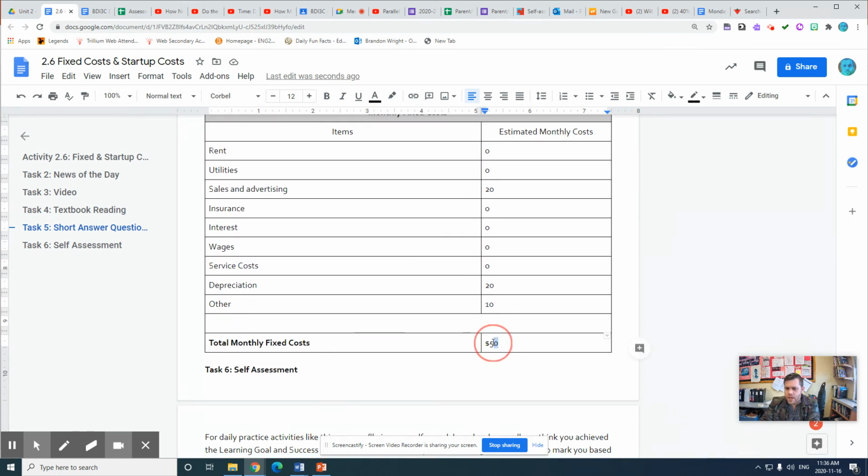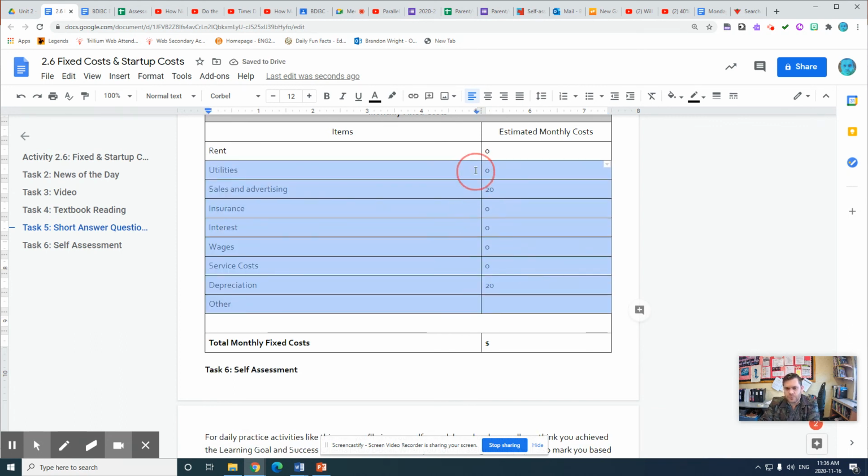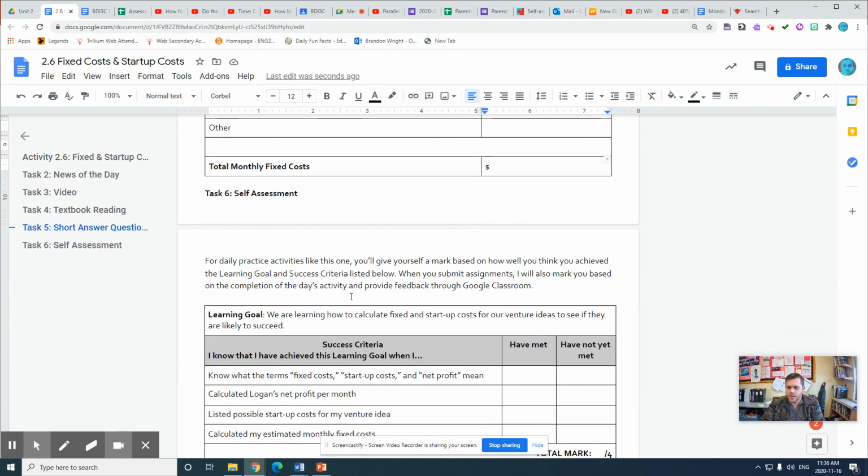And remember, just estimate. If you don't know the exact cost, just estimate. And if a cost doesn't apply to you, leave it as 0 or skip it. But just show me how much fixed costs your business would have per month. Okay, it's a little tricky. I know it's probably unfamiliar to you as well. But if you have any questions, I'll be online.